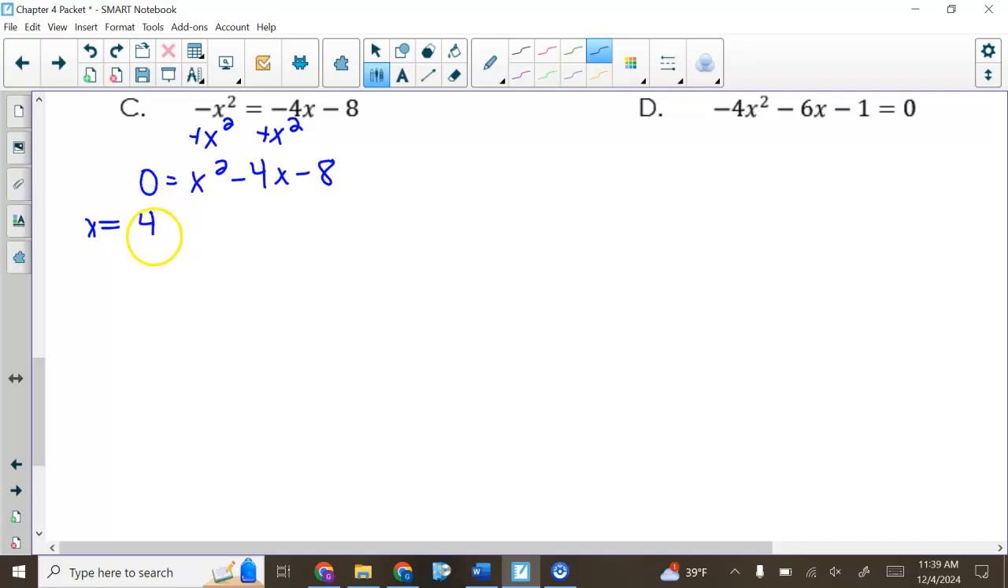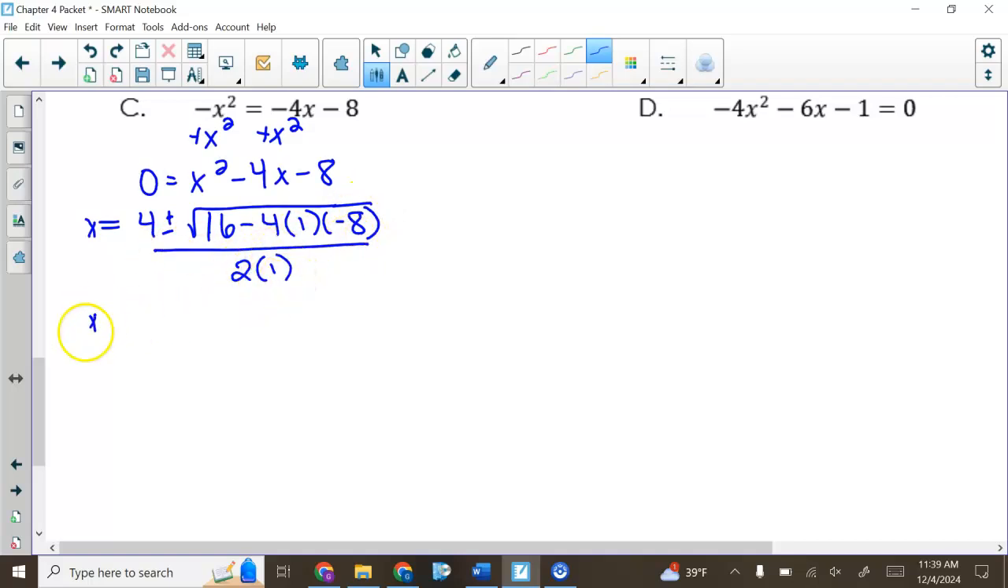So x equals -b plus or minus square root of b squared. So 4 squared is 16, even though it's a negative, -4 times -4. Minus 4ac. Don't forget to make that c be negative. All over 2a. All right, so take a minute to simplify that. I'll kind of do it with you as you go.